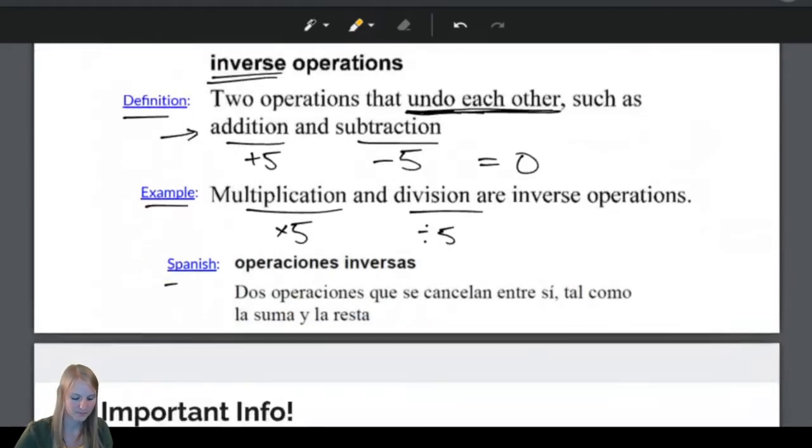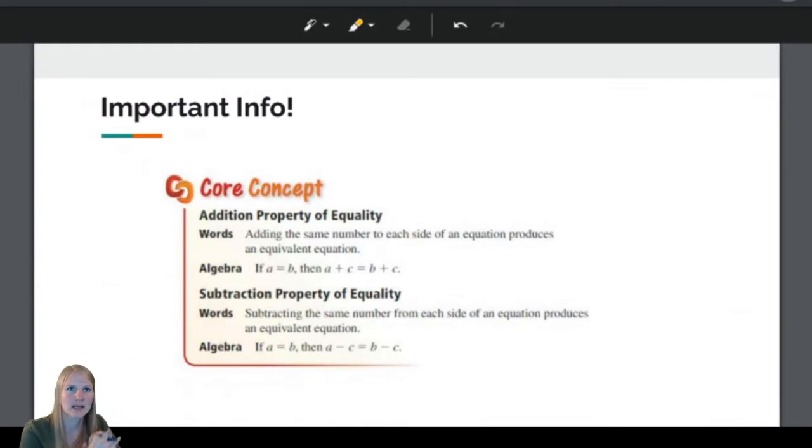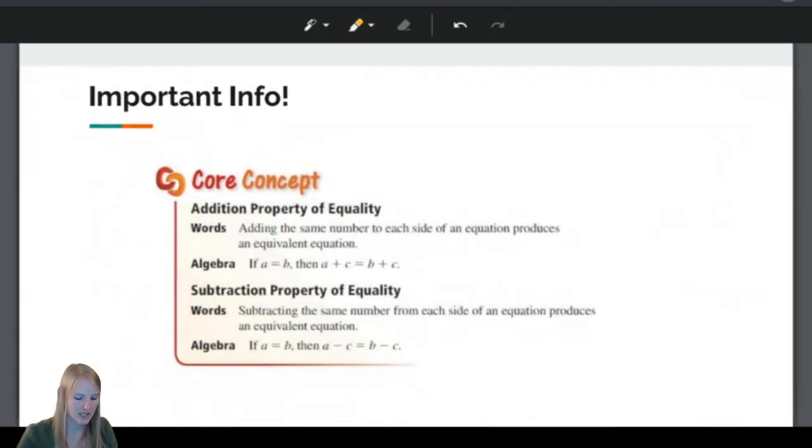Okay, important information before we begin. We have the addition and subtraction properties of equality. Now, let's get a different color in here. Addition property of equality, subtraction property of equality. So, they give you this property in words and in algebra.